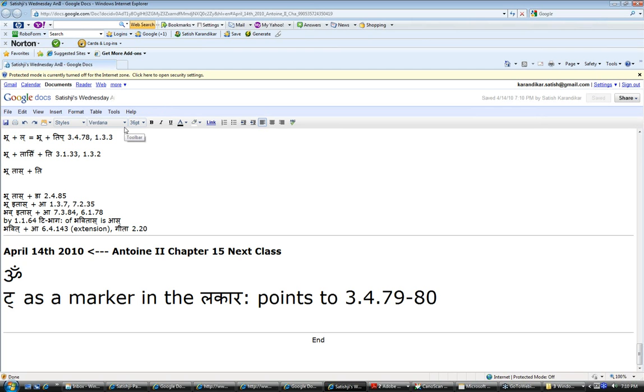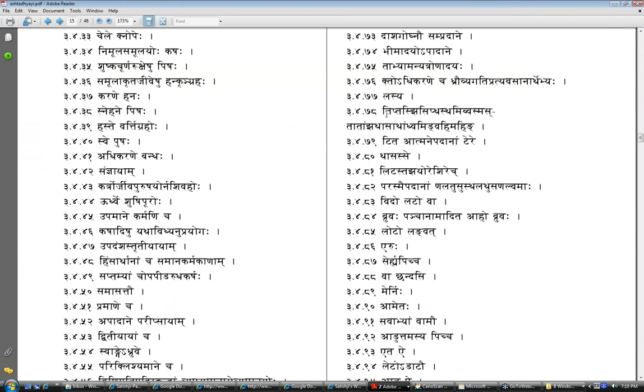Okay, so we start with bhu plus la, and then the la becomes tip ji, because the 3.4.78 which you're applying is nitya karyam. Nothing really can stop that. So these are things which you should do first before doing anything else. So we had bhu plus tip.